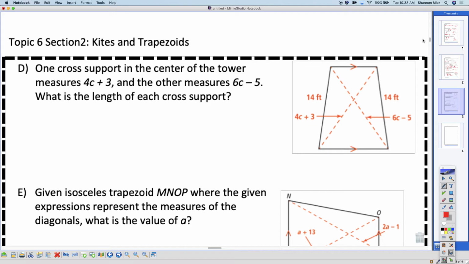Set them equal. You said they were equal, so what do I do to those two things? Set them equal. So 4c plus 3 has to equal 6c minus 5.